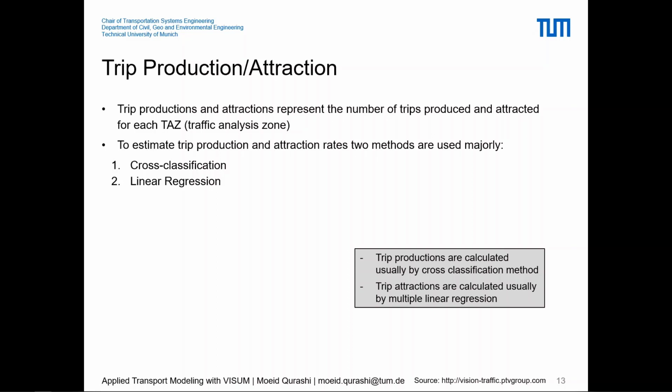But the basic idea, as I told you, is that productions are always based on population, and because population is a single attribute only, cross classification is an easier method to use. For attraction, because you have multiple attraction purposes, 3 or 4, we mostly use the multiple linear regression technique, where you have a number of different variables and you try to find a best fit, or factors that satisfy all of them, for the number of trips given by the survey. So let's get into the first one.